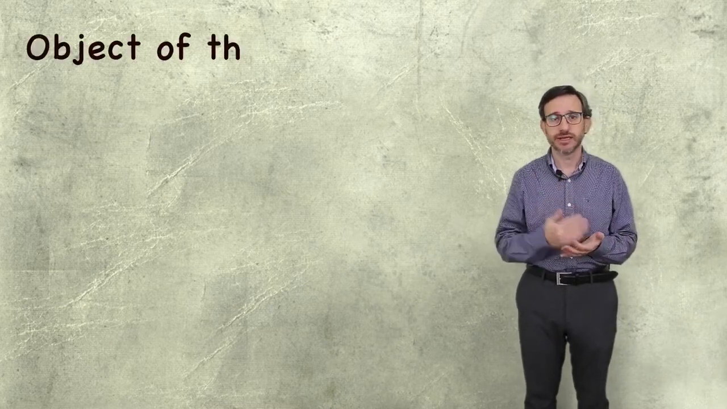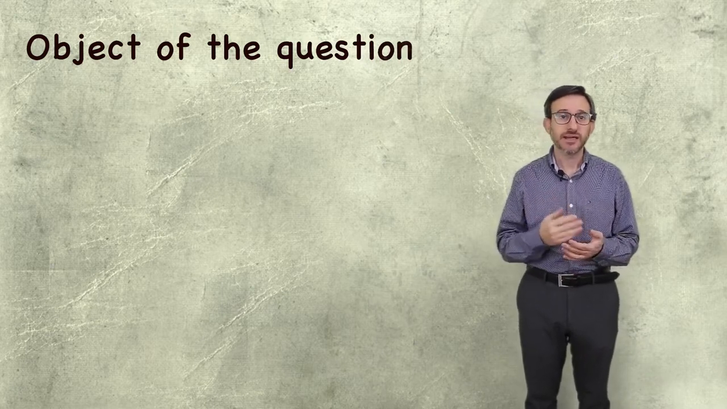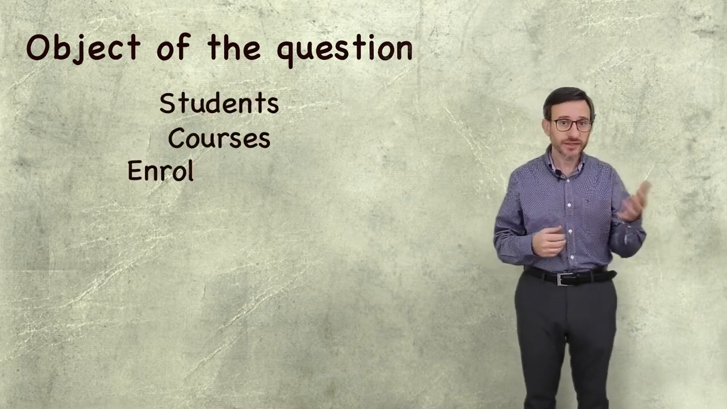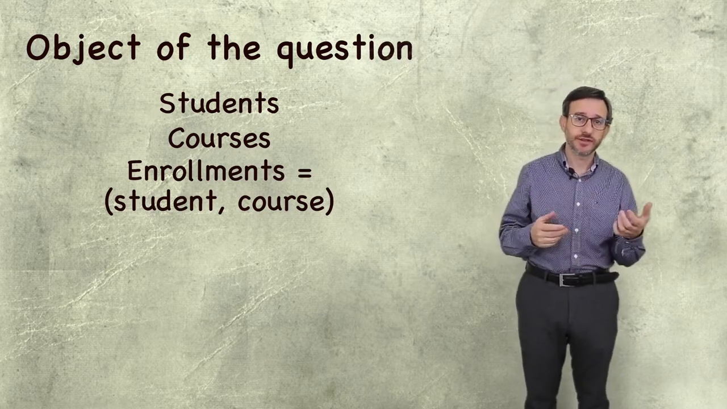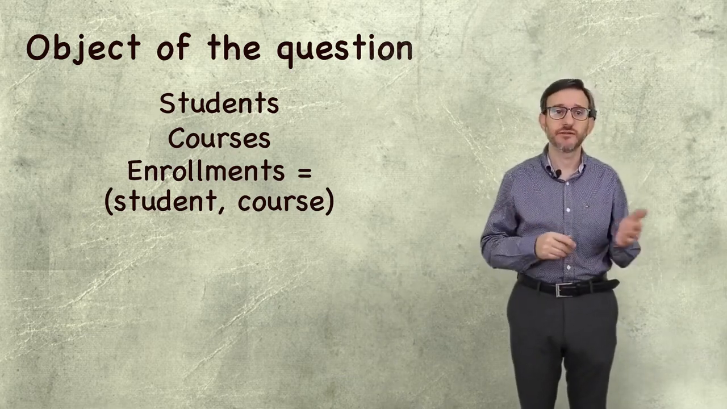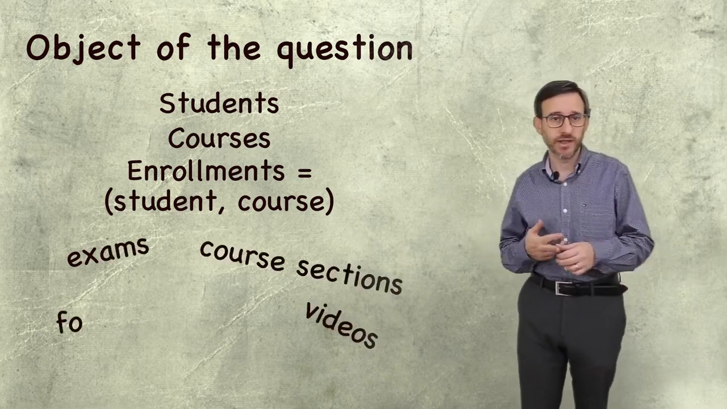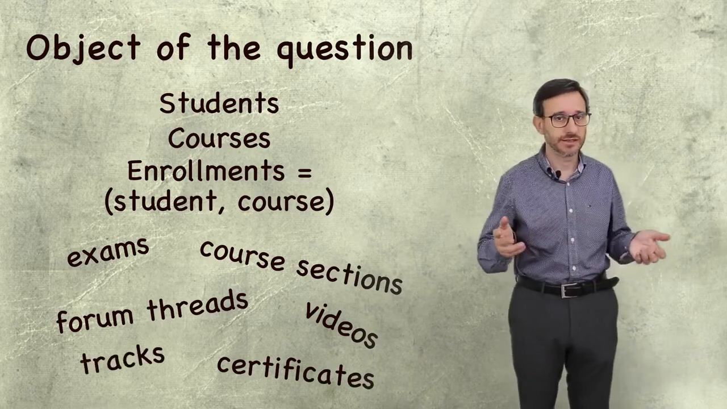Before trying to formulate a question, we should clarify about who this question is about. In e-learning projects, our main entities are students and courses. Enrollments are important entities. They are the relationship of students and courses. But there are other interesting objects of possible questions, like exams, course sections, videos, forum threads, certificates, enrollment tracks, etc.